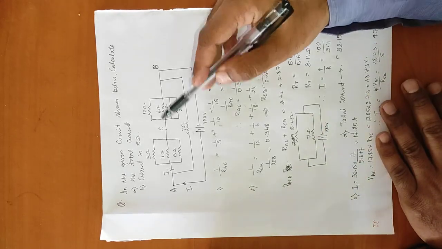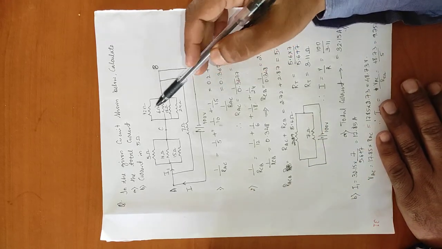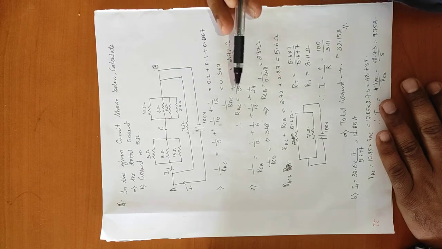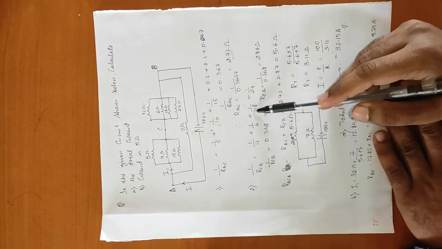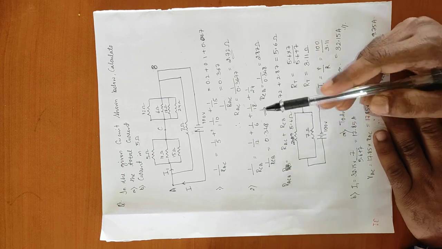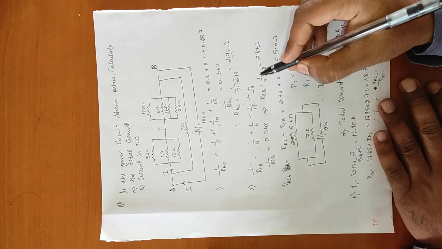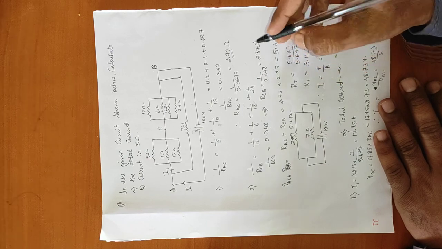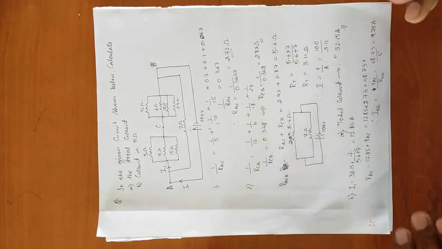Similarly RCB. Between C and B we have 12 ohm, 6 ohm, 18 ohm and 24 ohm which are in parallel. So by using the same formula we get 1 by RCB is equal to 0.348. Therefore the value of RCB is 1 divided by 0.348. The answer is 2.87 ohms.